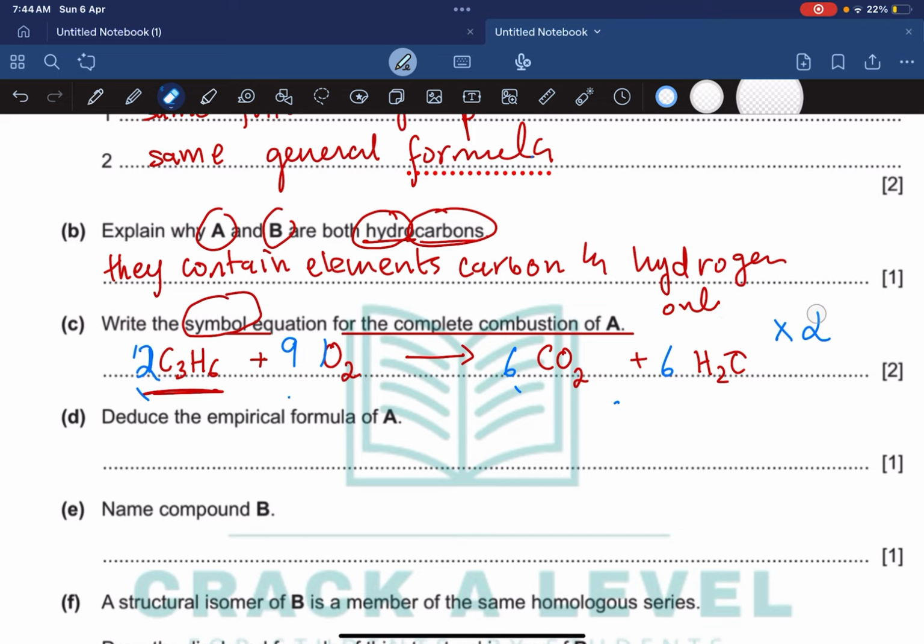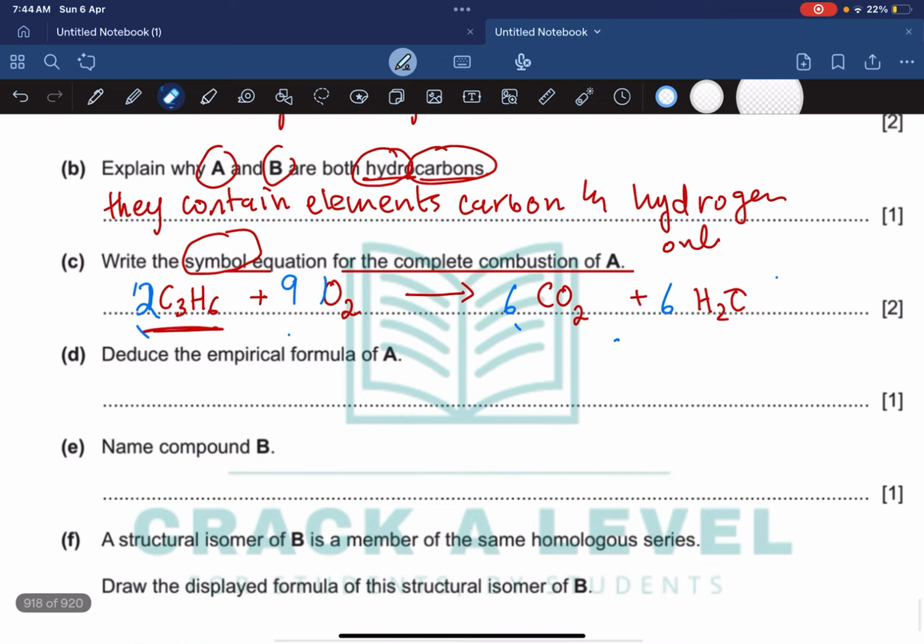Okay, just multiply the entire equation by 2 or any other number by which the decimal is removed. Okay, deduce the empirical formula of A.